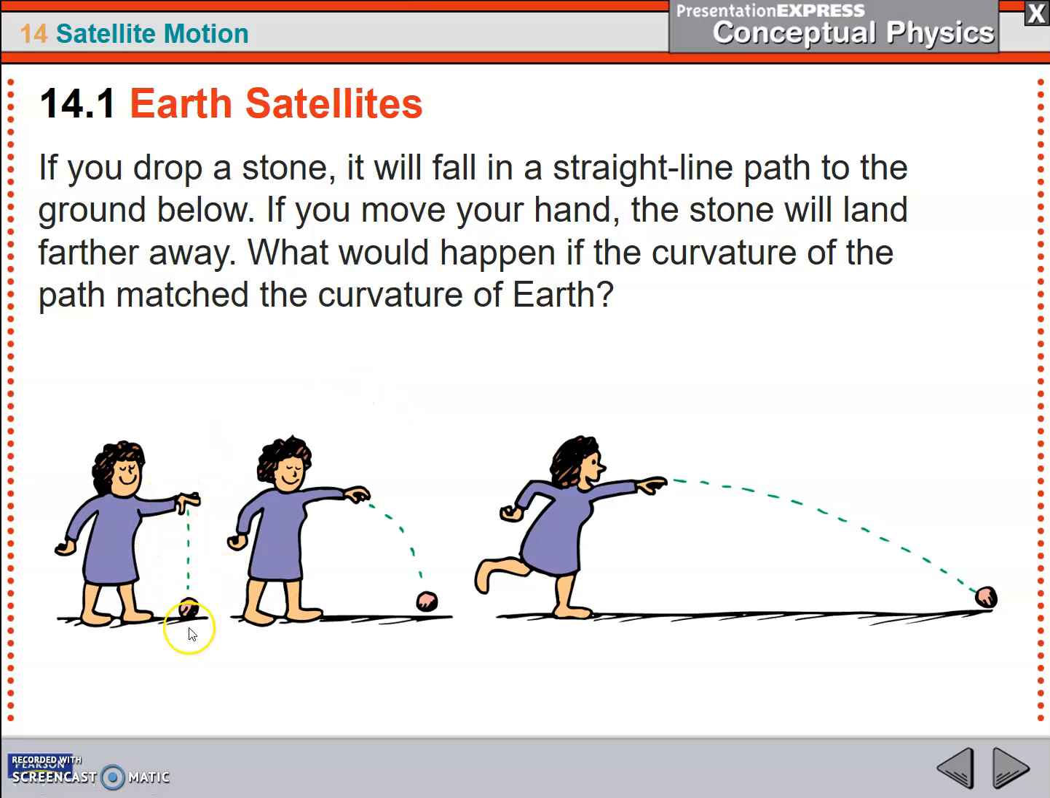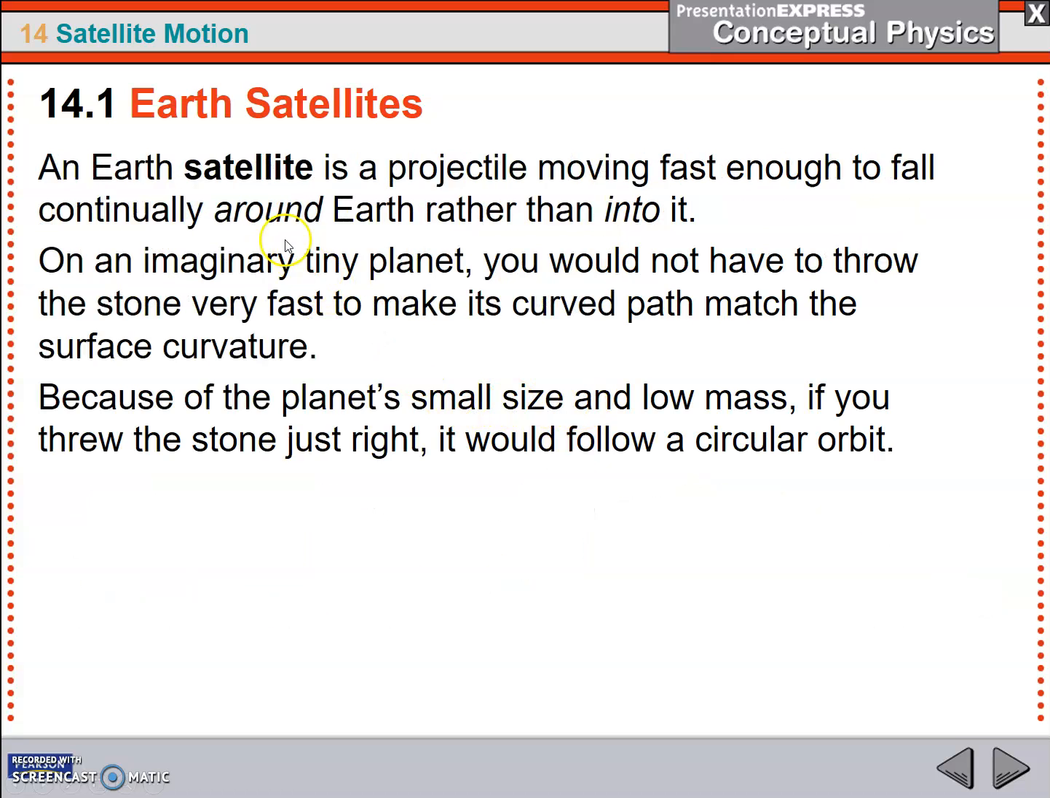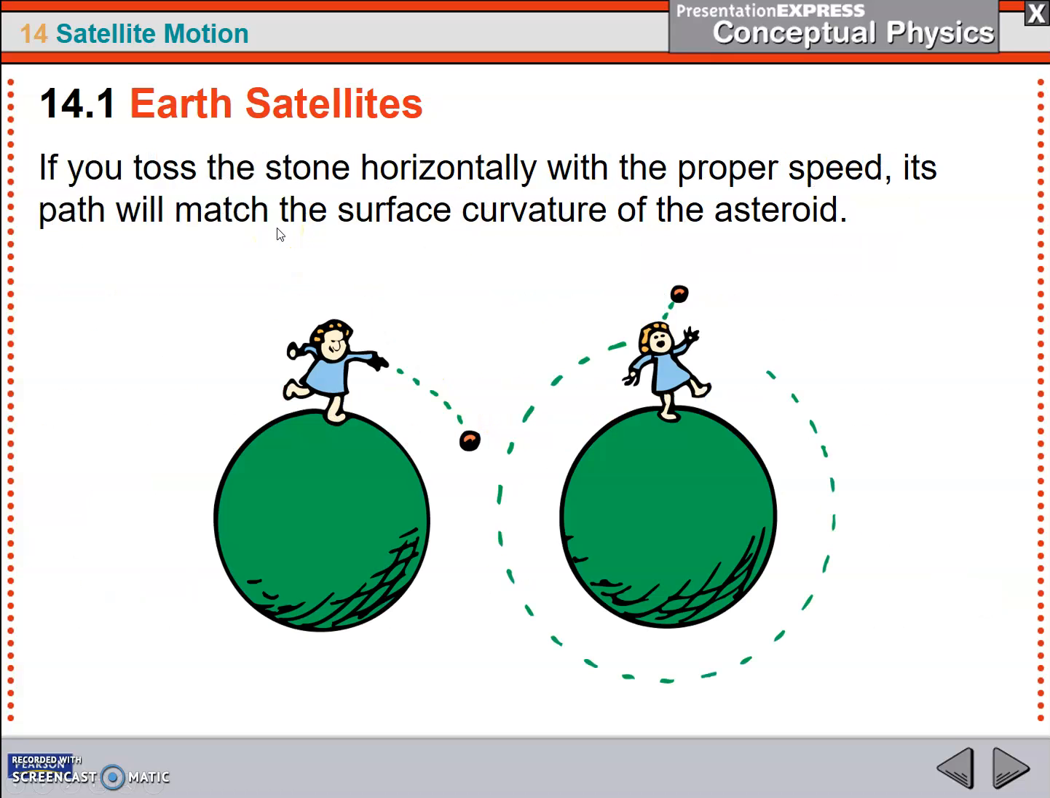So there's the picture of dropping the ball. Then you throw the ball a little harder. And where's that picture? There's the picture. She throws the ball all the way around the planet and it comes back and hits her in the back of the head. Now, here she's standing on an asteroid. You can be on an asteroid and throw a ball so that it will come back around and hit you on the back of the head.